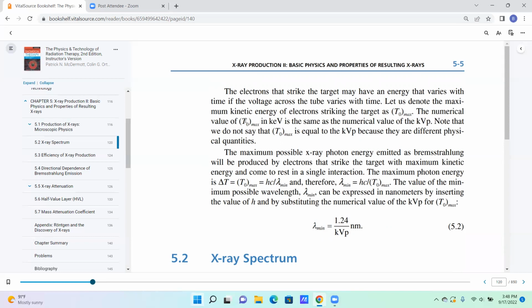In other words, let's say I had 10 keV, then that 10 value, not the unit itself, but that 10 value is going to be the same numerical value as the kilovolts peak. So you're not saying that those two quantities are equal to each other, because it's like saying 5 meters is equal to 5 newtons of force. You can't say that. And that's what it's trying to say here, is that the units of measurement are different, but the actual numerical magnitude of what's going on is the same.